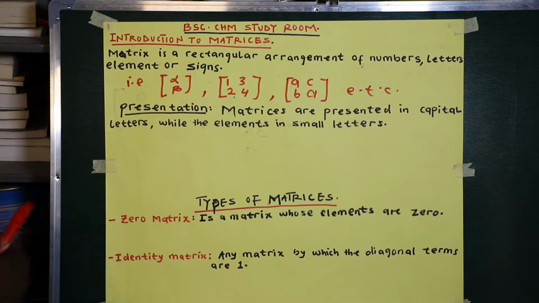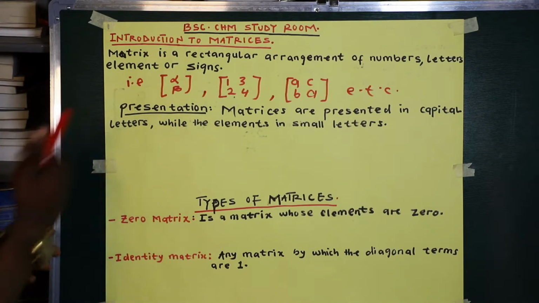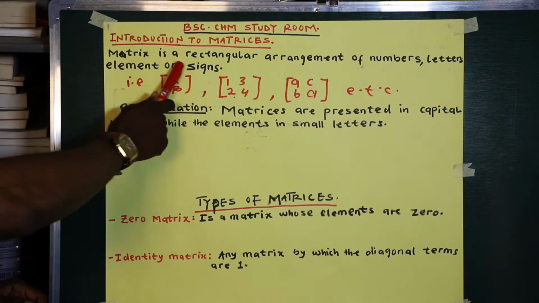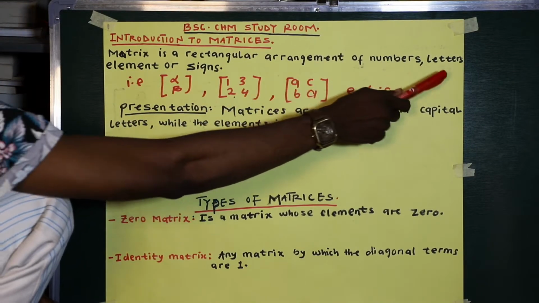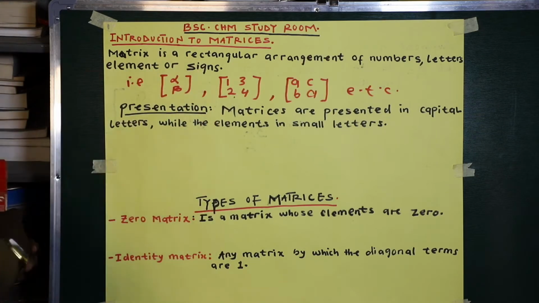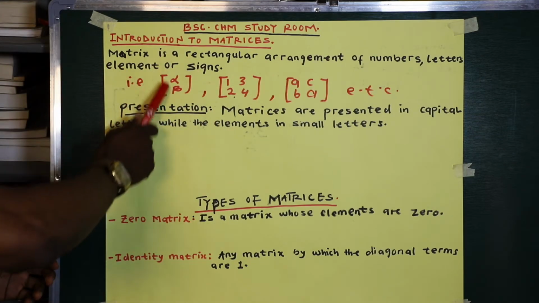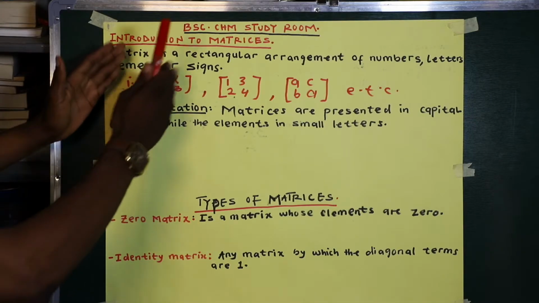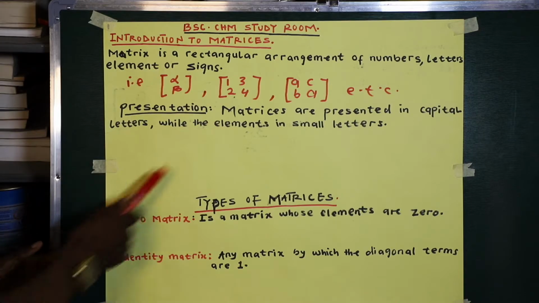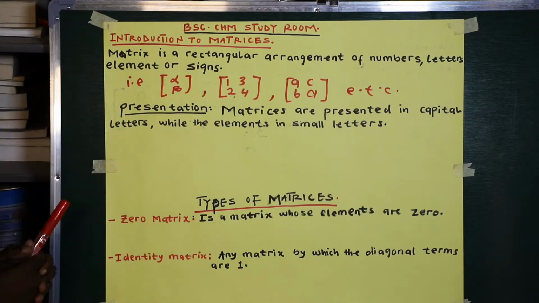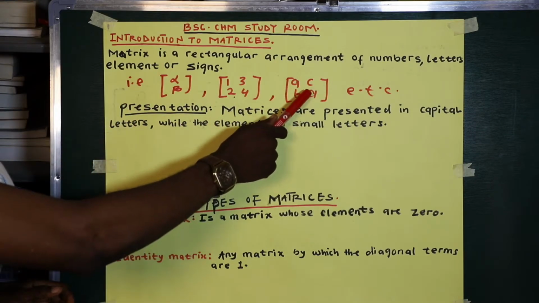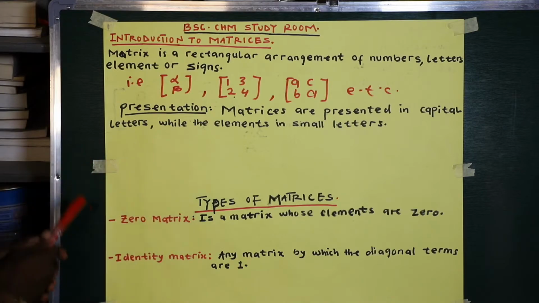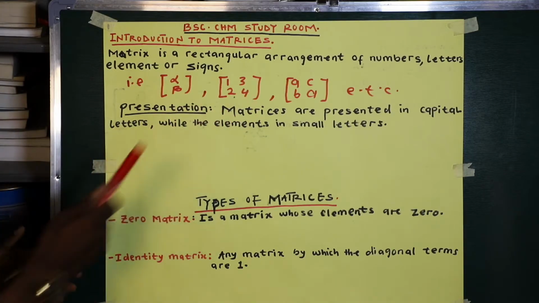In today's video, we are going to discuss Introduction to Matrices and solve some examples related to matrices. A matrix is a rectangular arrangement of numbers, letters, elements, or signs. For example, this is a sign, alpha, beta, arranged in a rectangular form. 1, 2, 3, 4 are numbers arranged in a rectangular form. A, B, C, and D are letters arranged in rectangular form, etc.